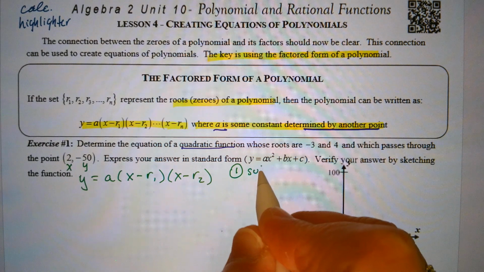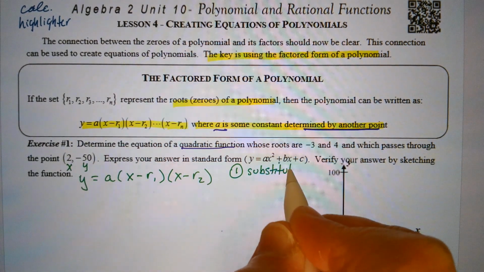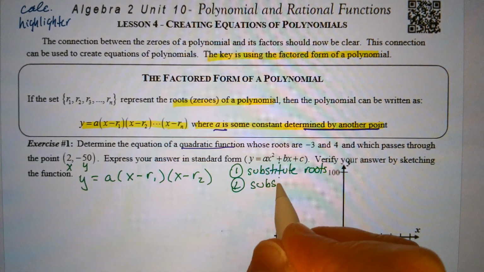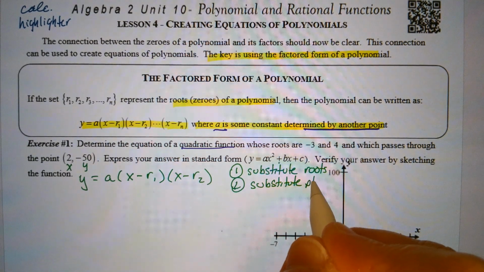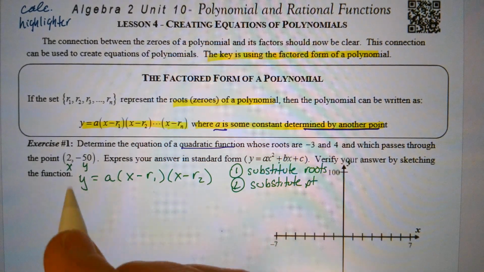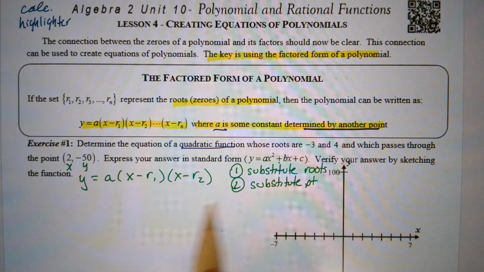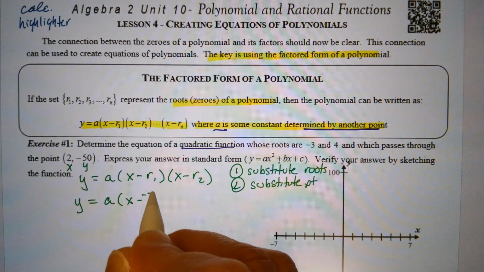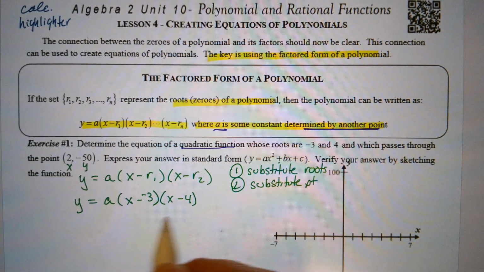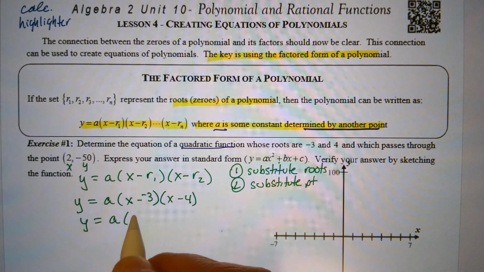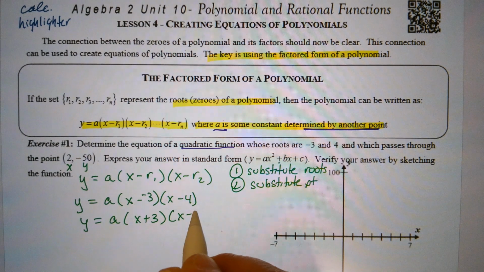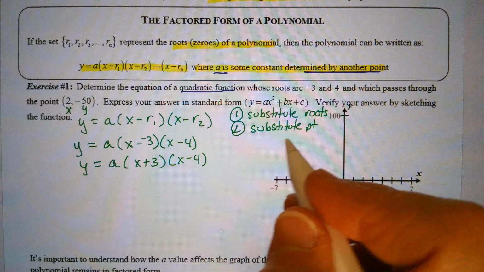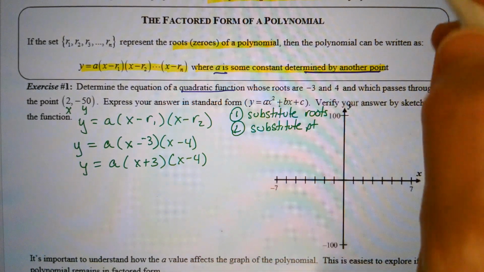So first substitute the roots, and then substitute the point. Our roots are negative 3 and 4. y equals a times x minus negative 3 times x minus 4. Just clean that up: y equals a times x plus 3 times x minus 4. So we have the roots substituted in. Now we want to substitute the point in, and solve for a.